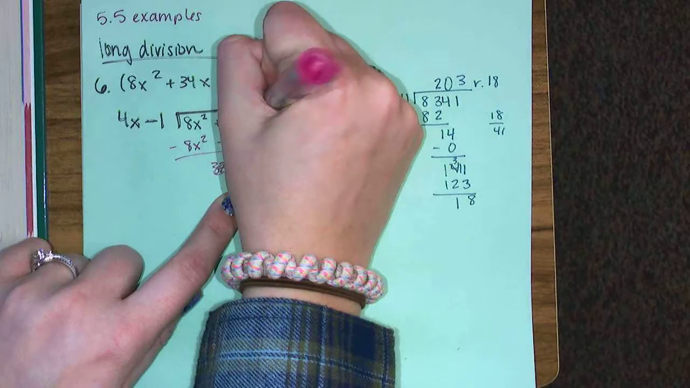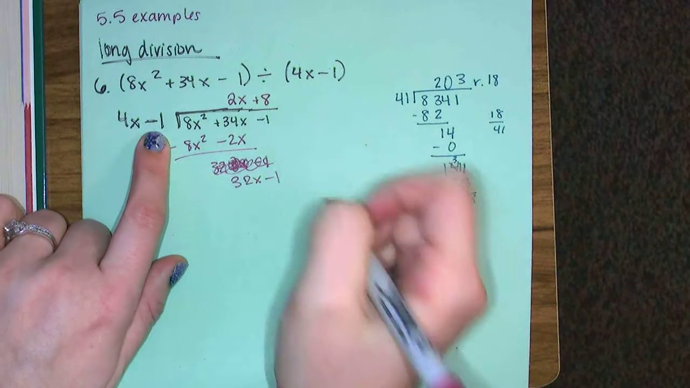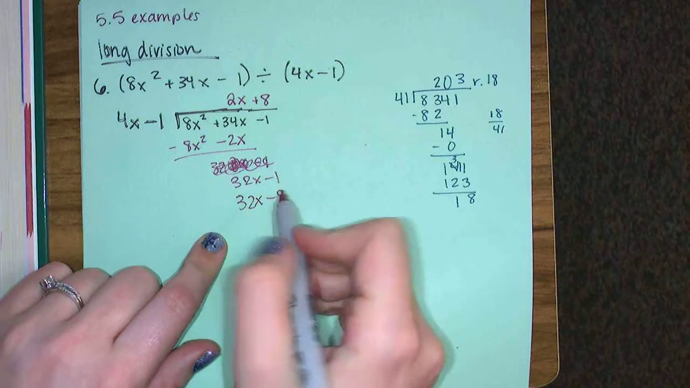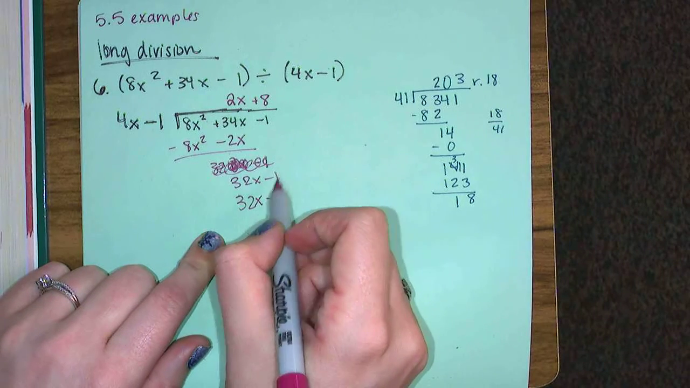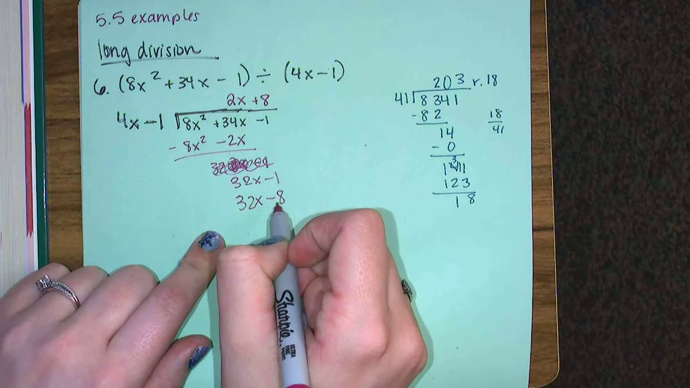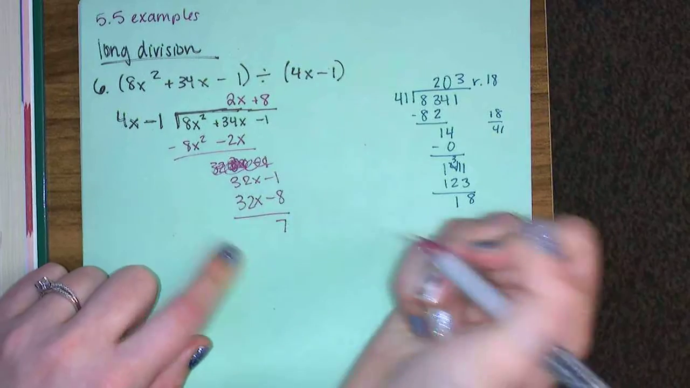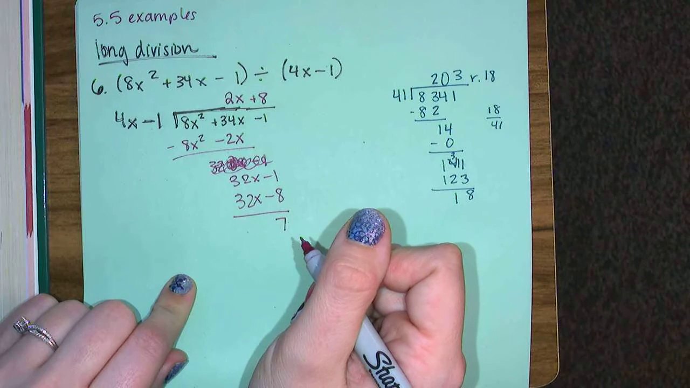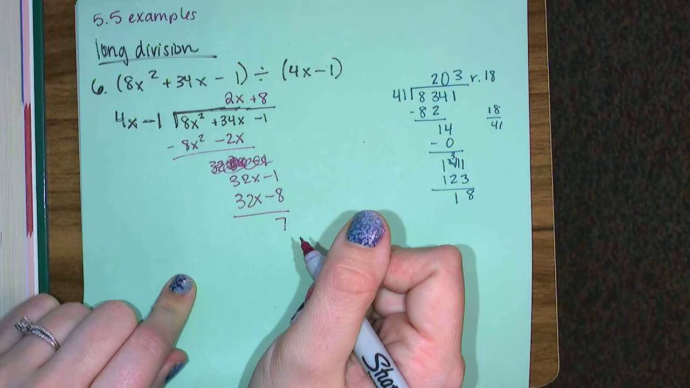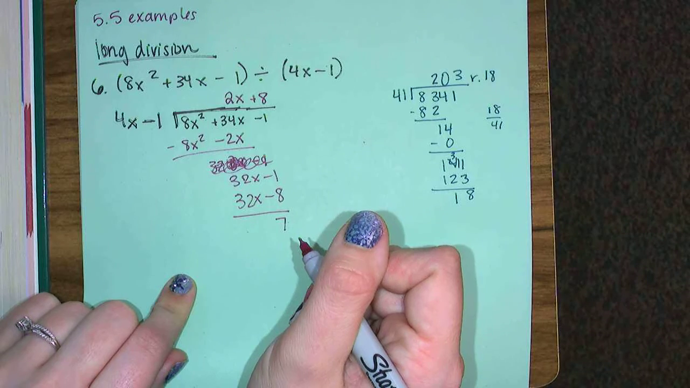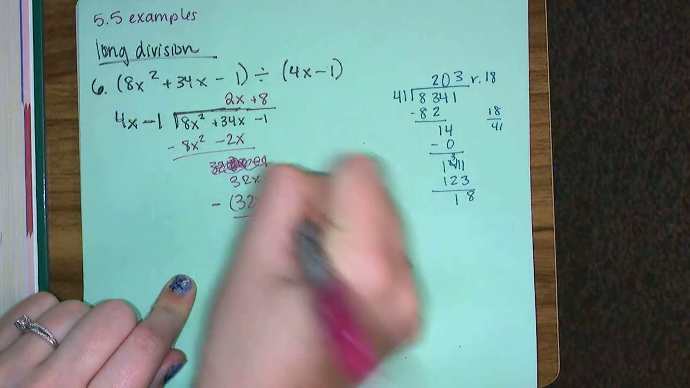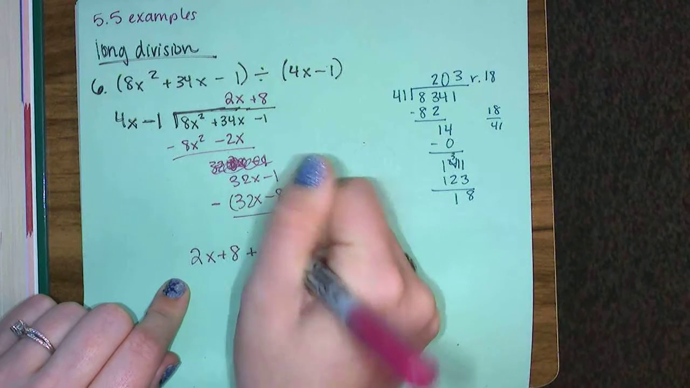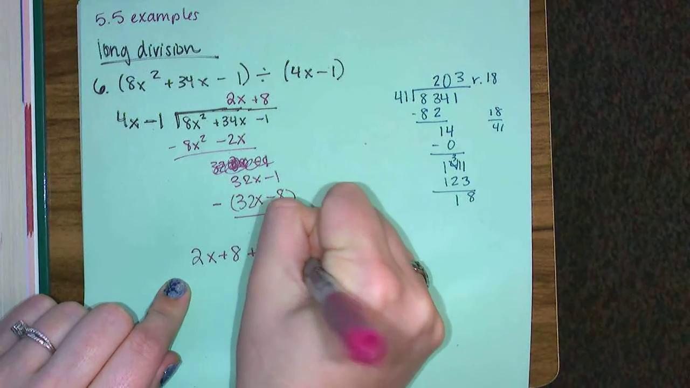So then 8 times negative 1, negative 8. 8 times 4x is 32x. Subtract. 32x's go away. Negative 1 minus a negative 8, so that's 1 plus 8 is going to be 7. Because I'm technically subtracting all of this down here. So the way I write my answer is 2x plus 8 plus 7 over 4x minus 1.